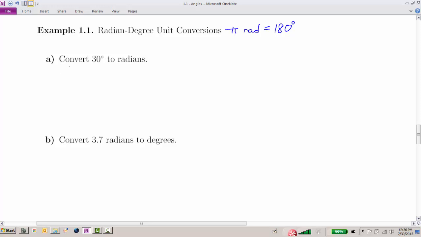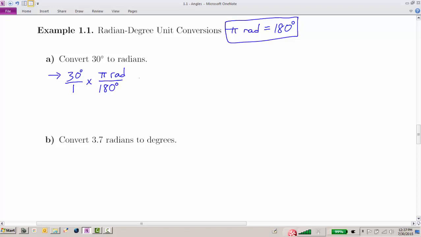In part A, in this case, it's 30 degrees. And we put it over 1 to make it look like a fraction. And then we're going to multiply by another fraction. And we're going to use this equivalence to make our fraction that we multiply by. And whatever unit we're starting with, in this case, the degrees, we're going to put that unit on the bottom. So here we're going to put the 180 degrees on the bottom, pi radians on top.